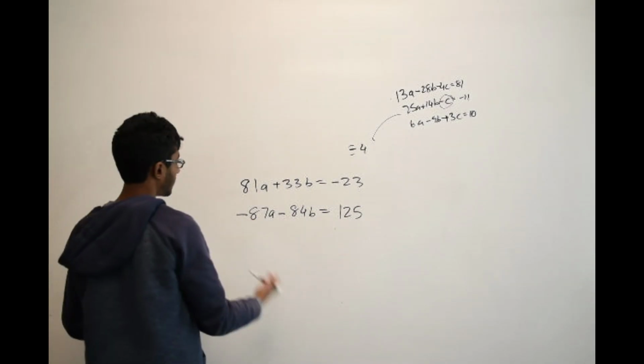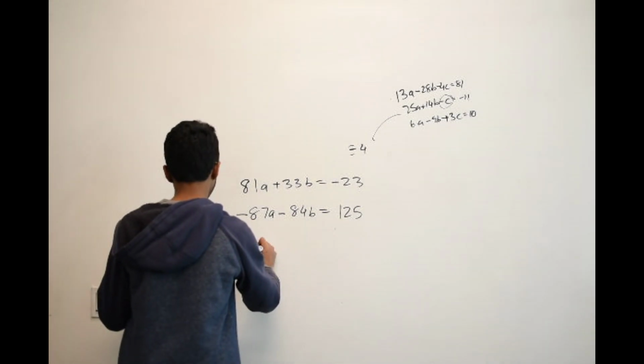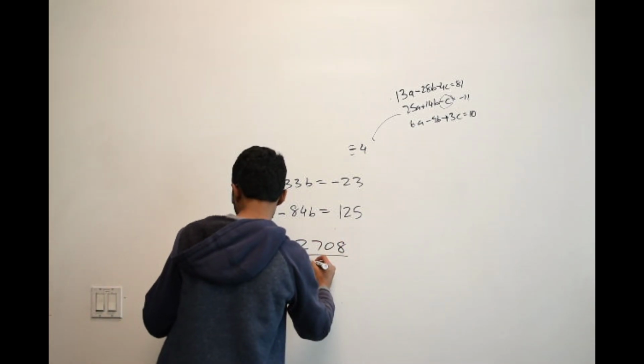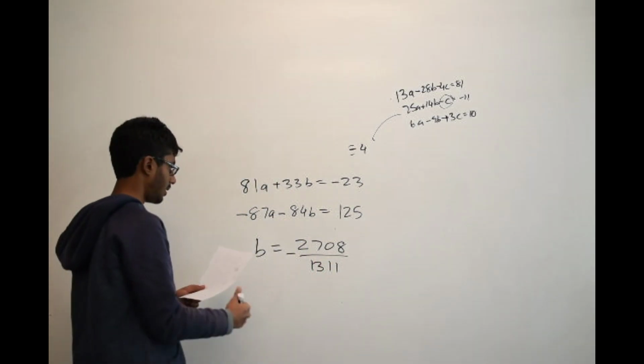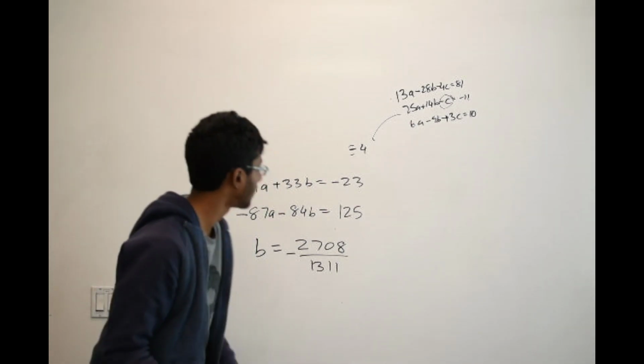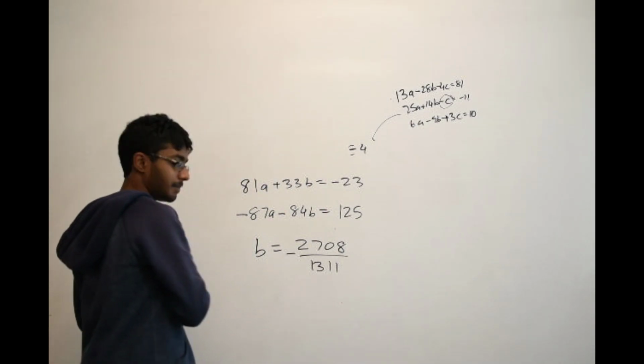And now you can solve this like any 2-variable system, and you're going to get that b equals 2708 over negative 1311. And this is actually really close to negative 2, but because it's not negative 2, we still get free points to everyone that answered it.